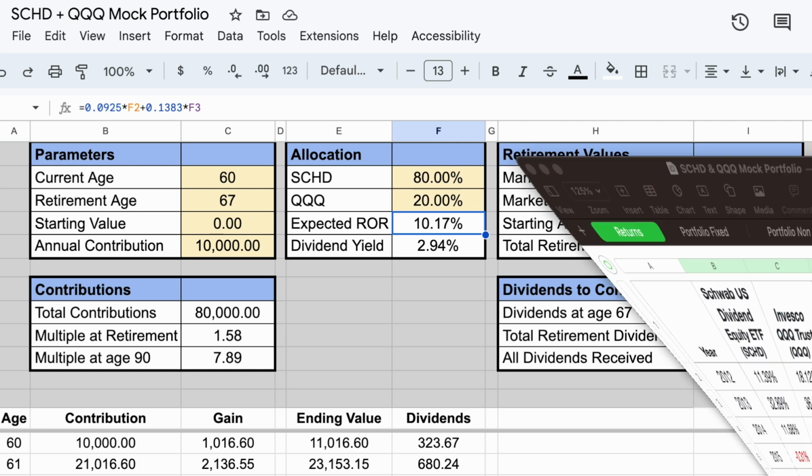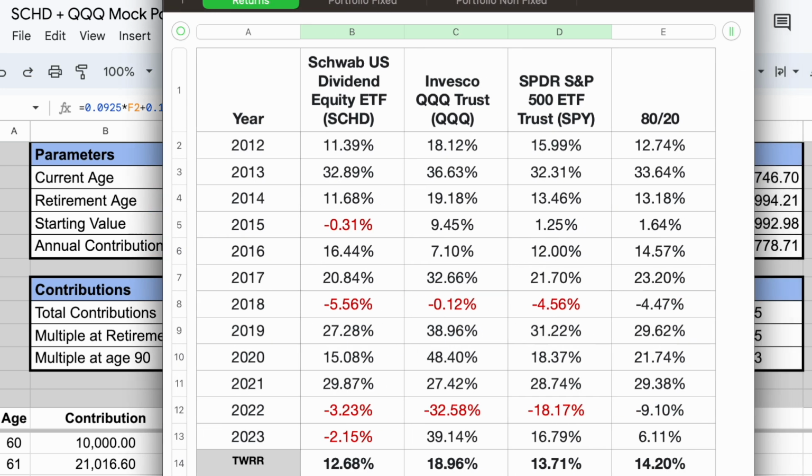Between 2012 and June of 2023, SCHD has a 12.68% time-weighted rate of return. QQQ, during the same period of time, has an 18.96% rate of return.